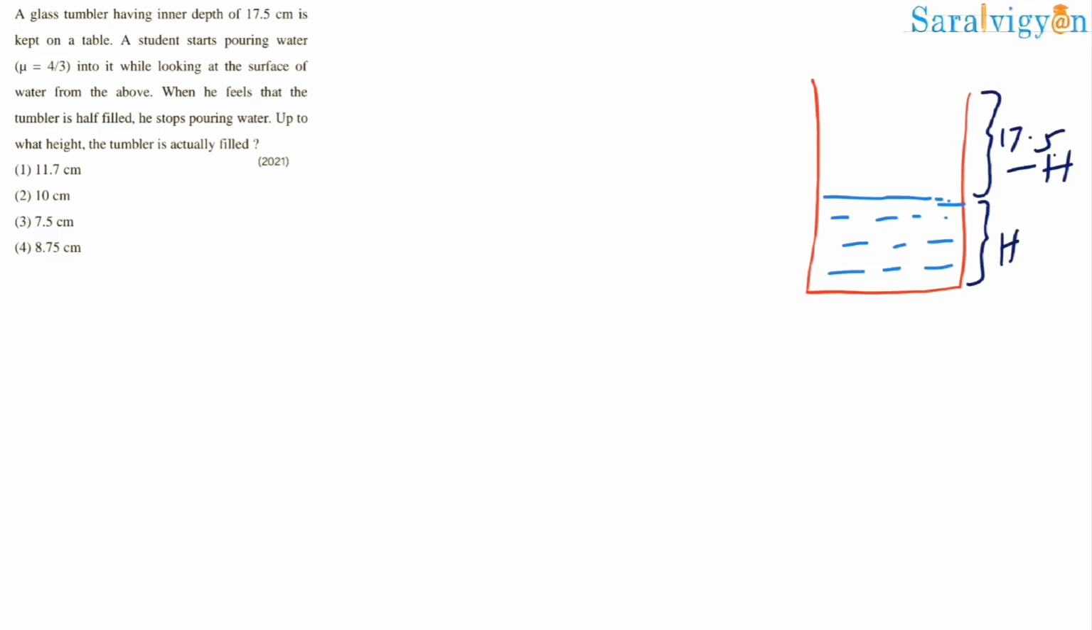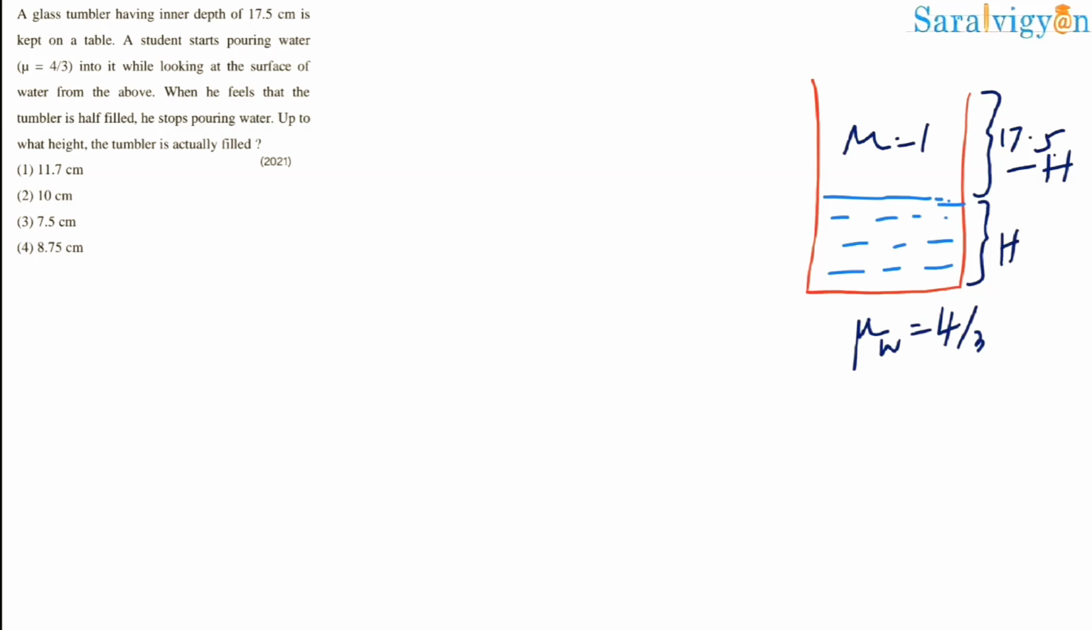So we are given a glass tumbler in which some height h is filled with water, which has refractive index μ_w = 4/3, and for air it would be 1. Now the height not filled would be 17.5 minus h, because the total height of the tumbler is 17.5 centimeter. We are asked to find the real height to which the tumbler is filled, h. But apparently the student thought that the water was filled to half. So with that information, let us find h.